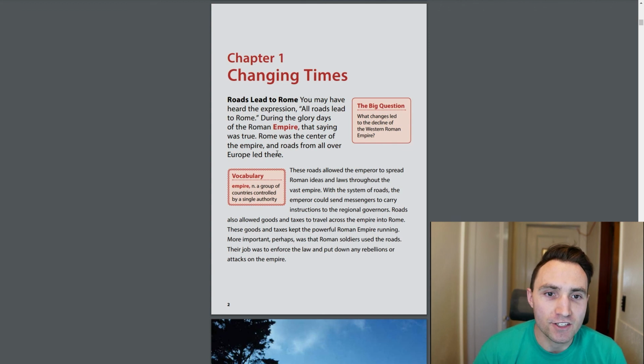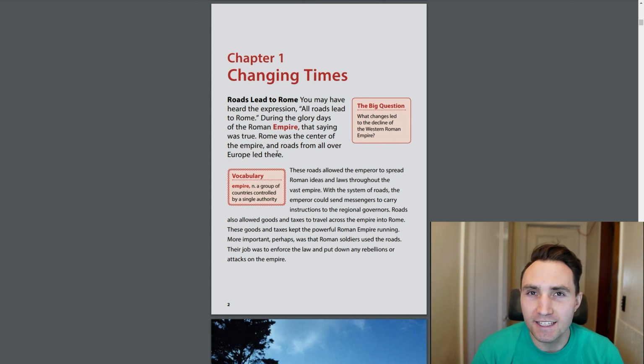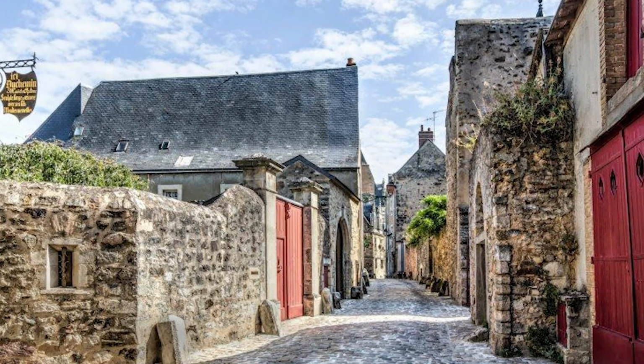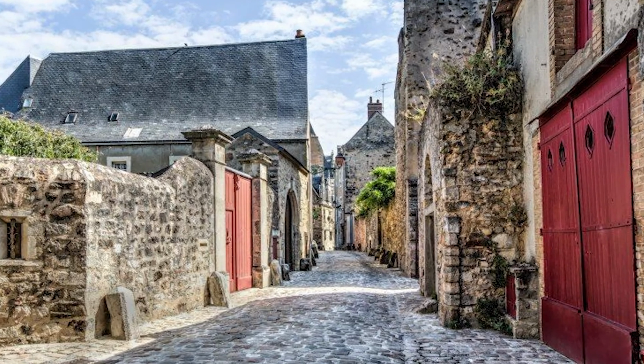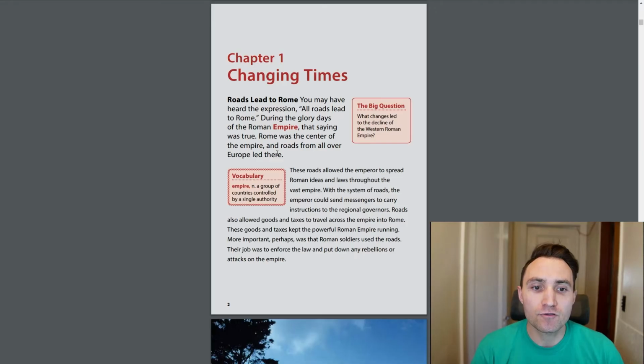So chapter 1, Changing Times. Roads lead to Rome. You may have heard the expression, all roads lead to Rome. During the glory days of the Roman Empire, that saying was true. Rome was the center of the Roman Empire, and roads from all over Europe led there.